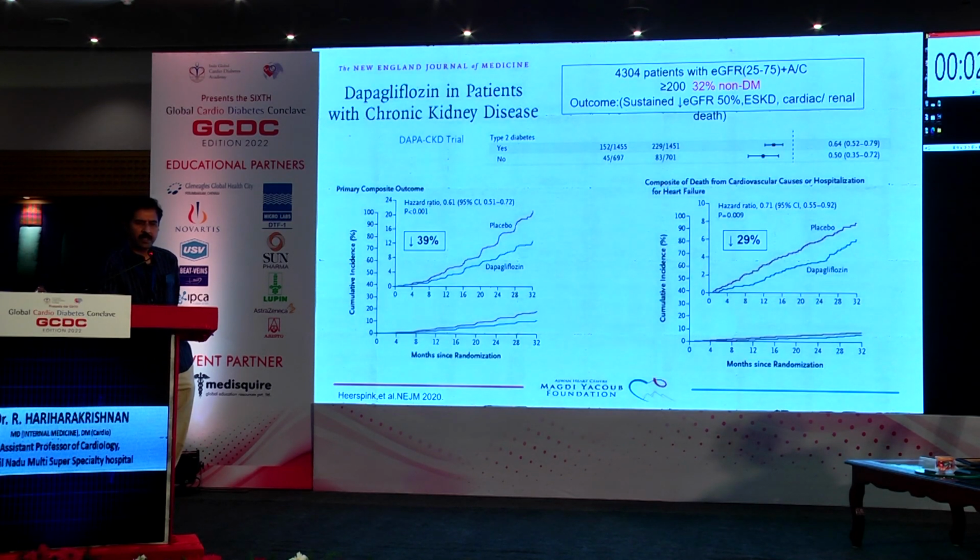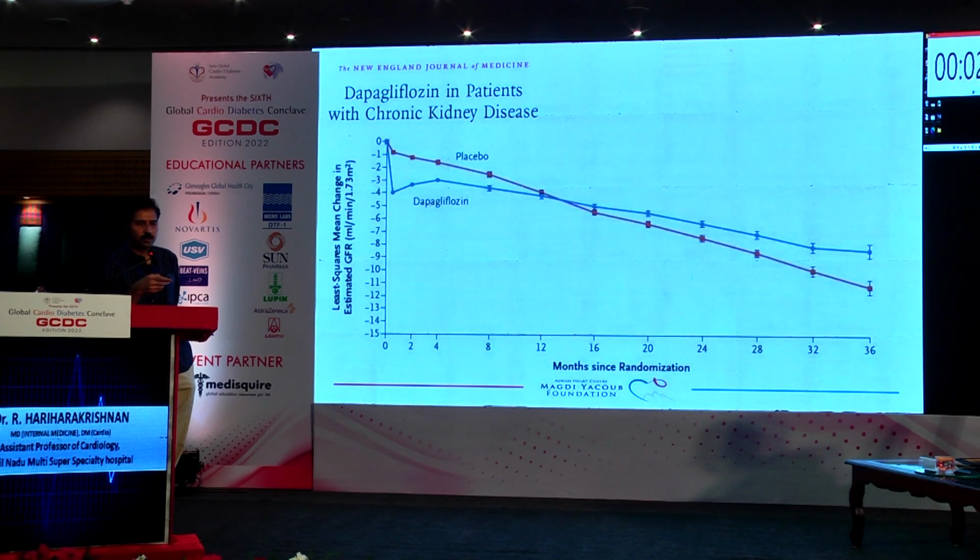And in the CKD population, this class of drugs showed greater cardiovascular mortality and hospitalization benefits, almost 29% risk reduction in the CKD population. This is also unique to this group of drugs. So DAPA will reduce the progression to renal dysfunction and slow the rate of decline in GFR.